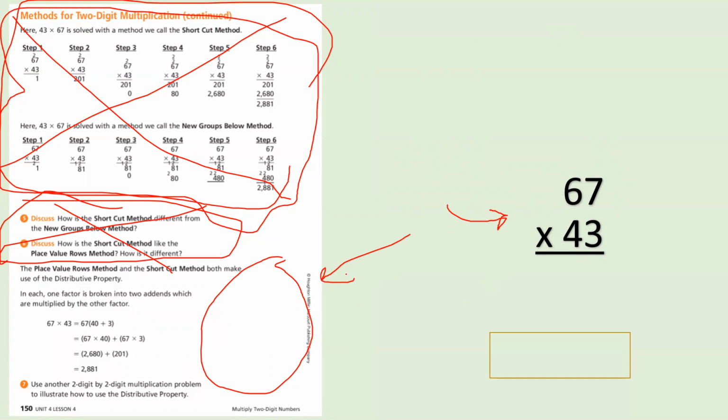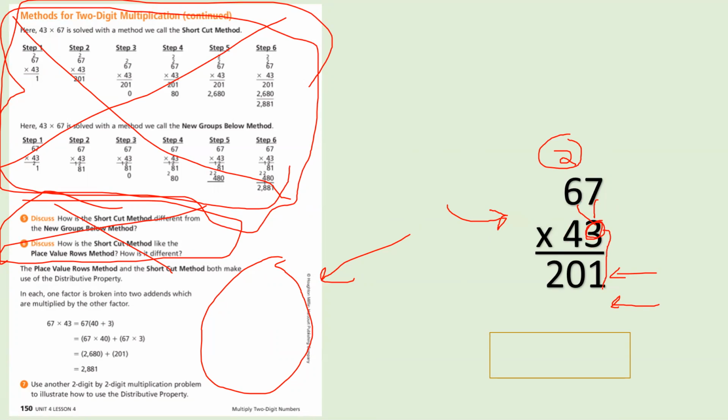So 67 times 43. 7 times 3 is the first thing you do, which is 21. Oops, we forgot the 2. I'll write it right here, 2, 21. 7 times 3 is 21. 6 times 3 is 18, plus 2 is 20. So remember, this first row is 67 times 3. Now this row is 67 times 40.